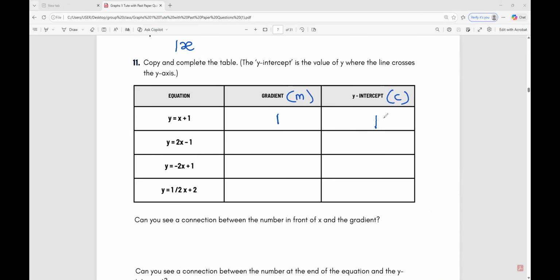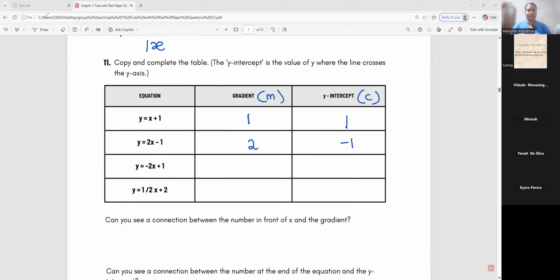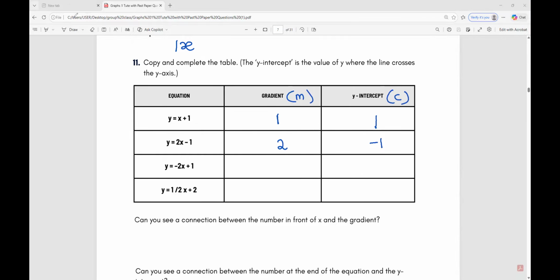Second equation, y equals 2x minus 1. Gradient 2, y-intercept minus 1. Third one, the gradient is minus 2: minus 2x plus 1. The y-intercept is 1. No need to put the plus mark. Next one, the gradient is a fraction, half.